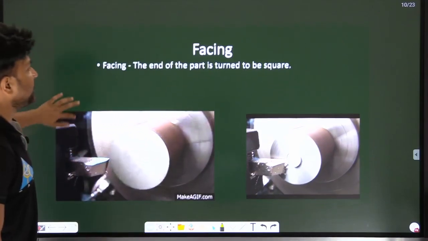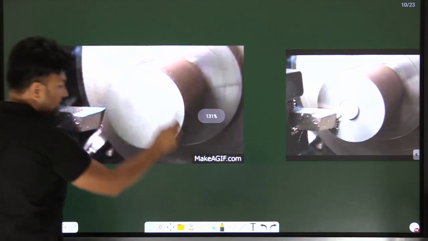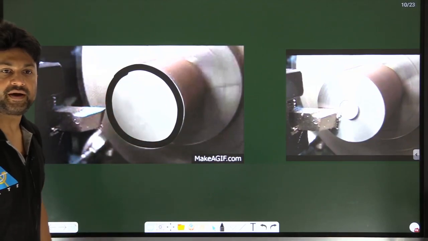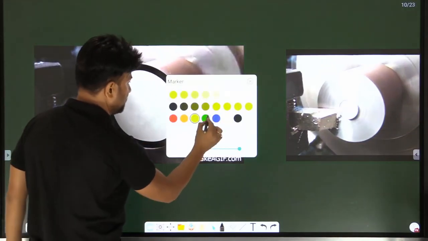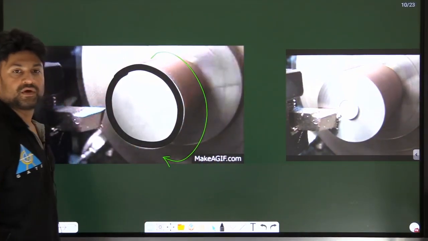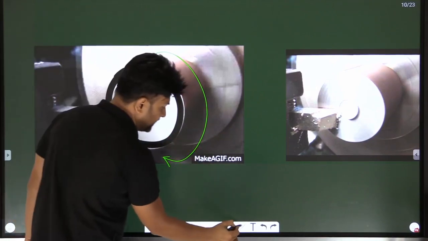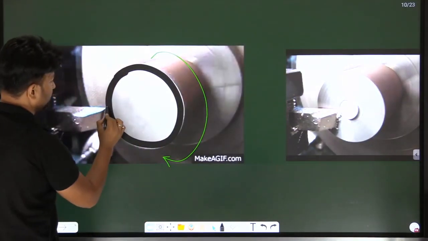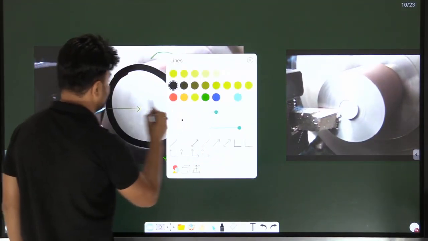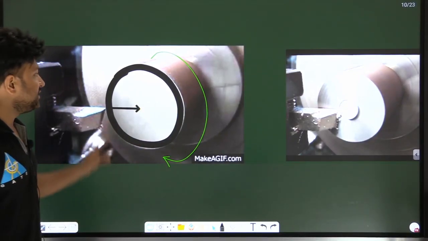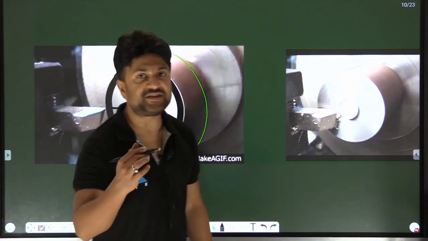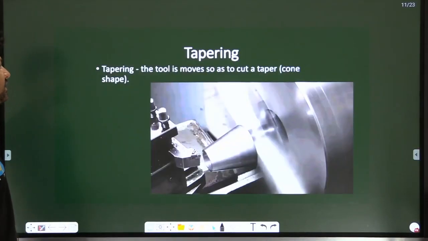Now, in facing, as you know, the workpiece is rotating. This is your tool. The workpiece is rotating, and the tool will move along the face of the workpiece, from here to here, up to the center. The tool will move from the periphery to the center of the workpiece. Then the facing operation takes place.